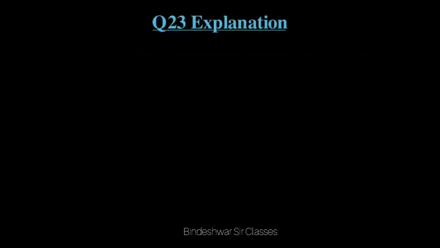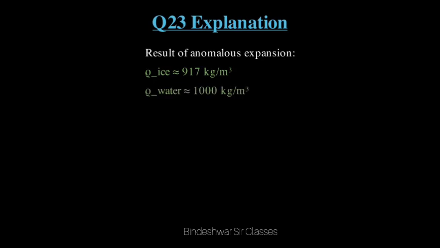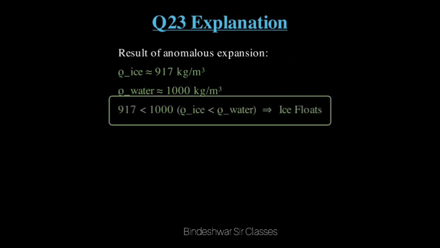Because of this anomalous expansion, solid water, which we call ice, is actually less dense than liquid water. The density of ice is approximately 917 kilograms per cubic meter, whereas the density of liquid water at the freezing point is closer to 1,000 kilograms per cubic meter. Since the condition for floating, which is rho object less than rho fluid, is met, ice floats on water.